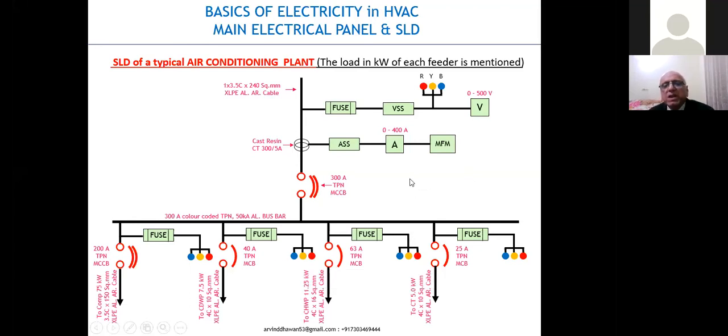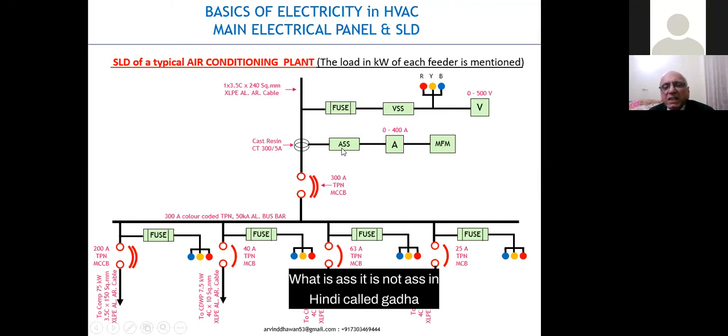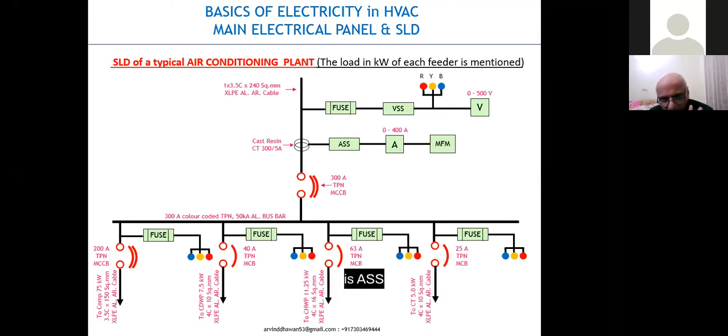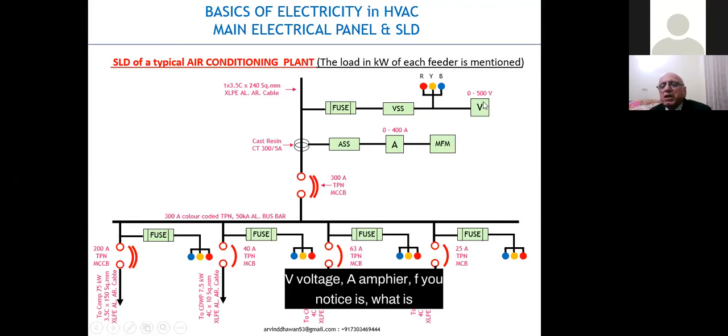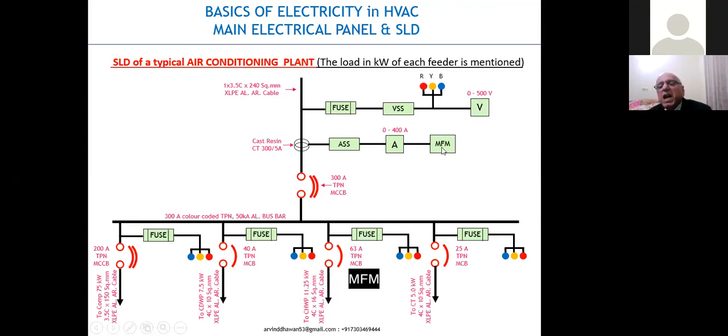It's so simple. What is ASS? A for ampere, S for selector, S for switch. It's as simple as that. V voltage, A ampere, F fuse. Notice what is MFM.